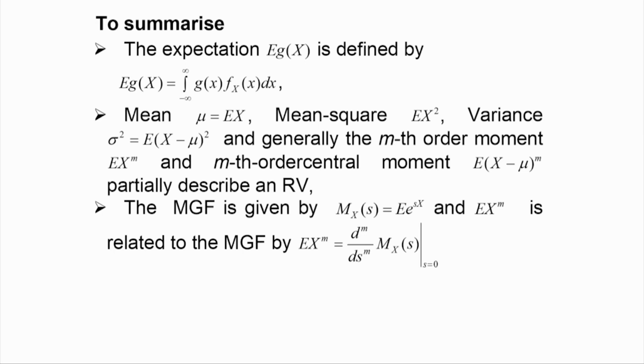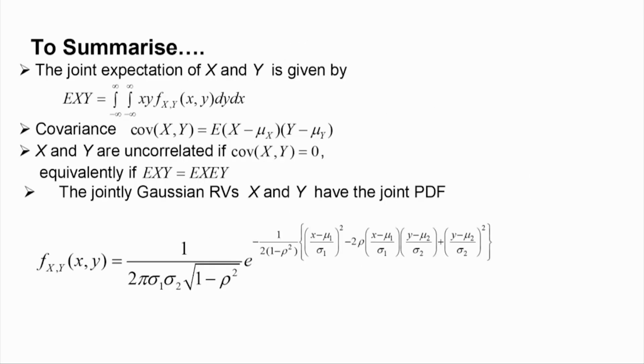Next, we discussed the moment generating function. The MGF is given by M x of s, that is the expected value of e to the power s x. And the utility of the moment generating function is that we can find the moments from the MGF. So, E of x to the power m is the mth derivative of M x of s at the point s is equal to 0.